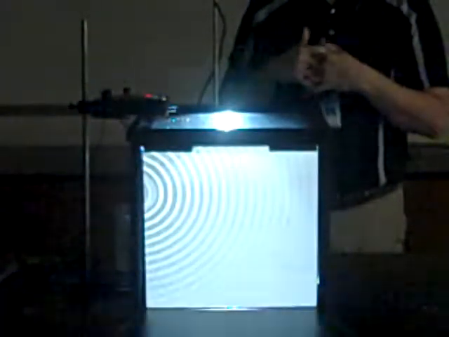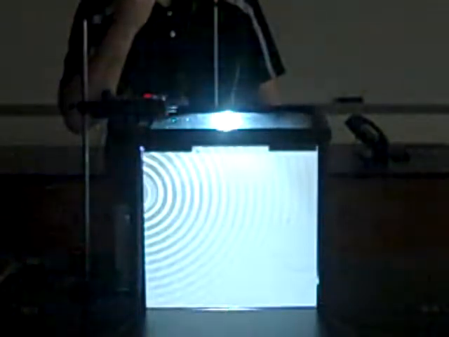Y'all see that? And so here we have the light areas and the dark areas. The light areas actually correspond to troughs, and the dark areas correspond to crests. So it's making what type of a wave? Transverse, right? Like you'd have on the surface of water. What type of wave is transverse, sound or light? Light. Light is transverse, sound is longitudinal.